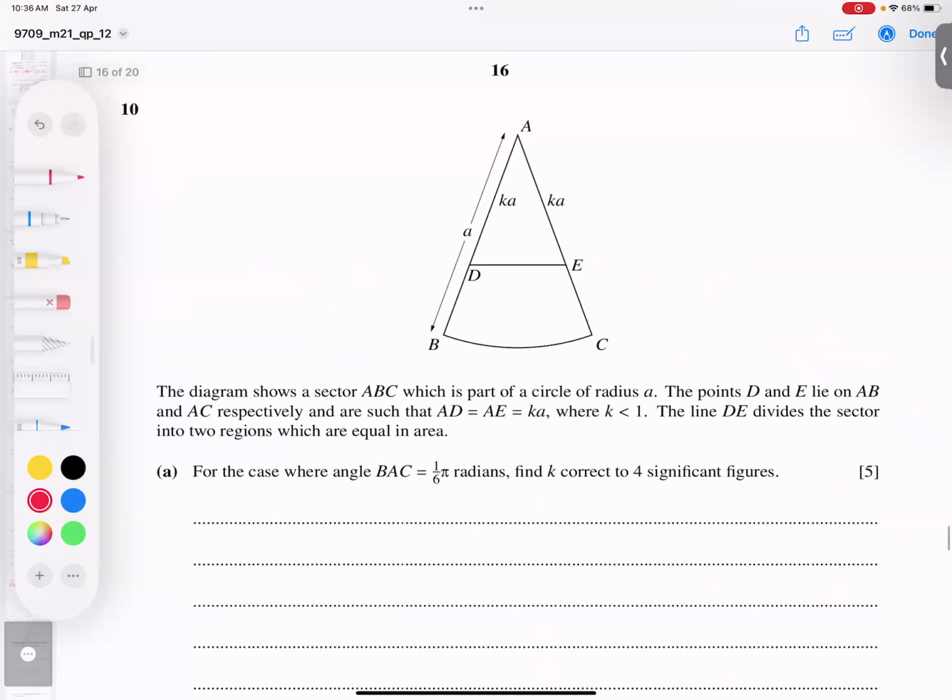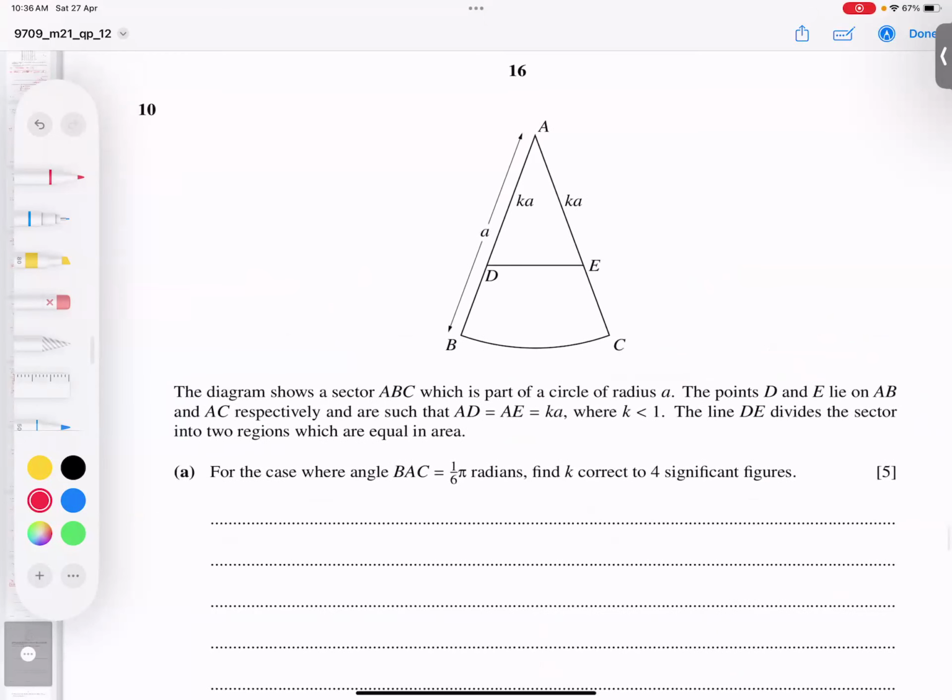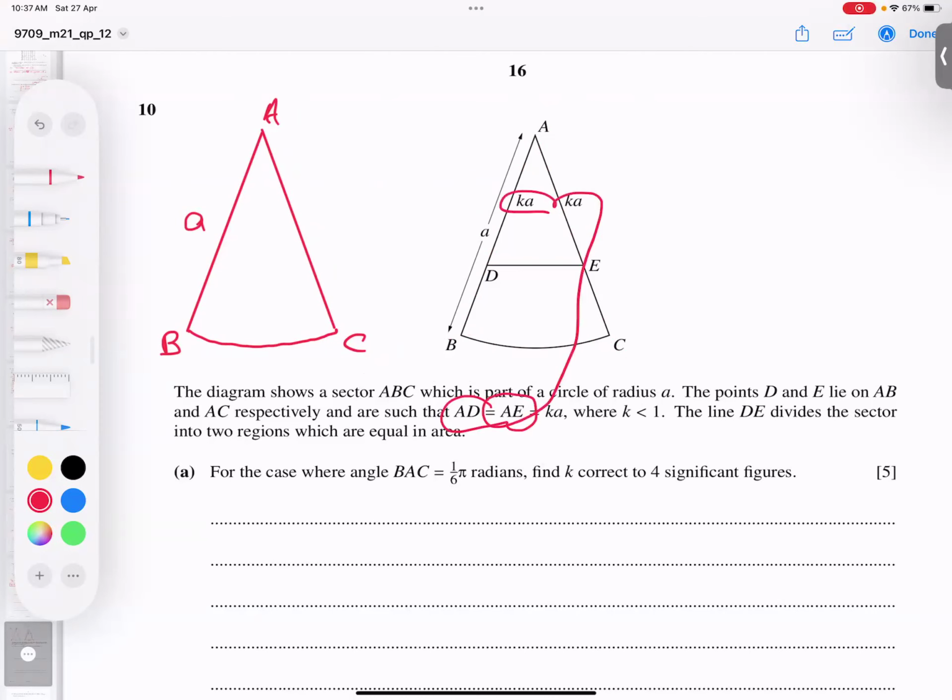Next, question number 10. And what does question number 10 say? The diagram shows a sector ABC. It means a big sector, you can see, a big sector. I think the best idea is if you make it separate. A letter, B letter, C letter. This is radius A. So if you make this diagram separate, this sector is given here. What is the question asking for? He's saying AD and AE. So this is r k. So the triangle I make as.